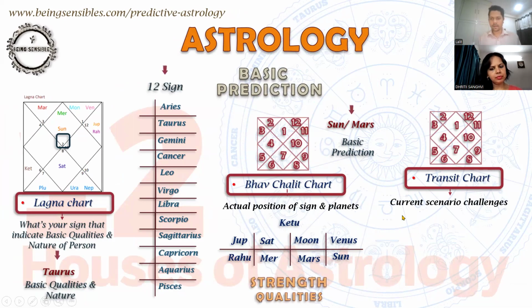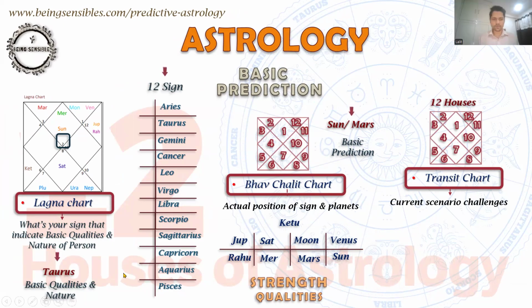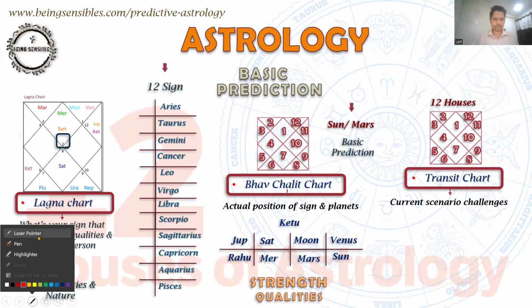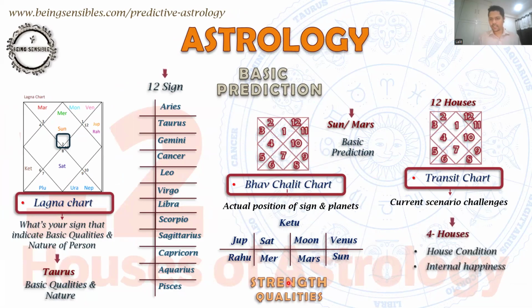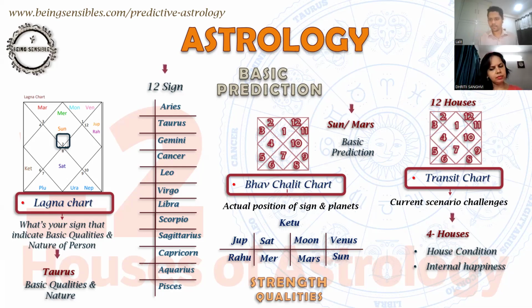And last is the transit chart. We know that this is the 12th house. Transit chart means the current scenario. Suppose the fourth house is studying the house conditions: what is the condition of your house at the moment, and what is the internal happiness, the happiness going on within your life? That could be understood from the fourth house.